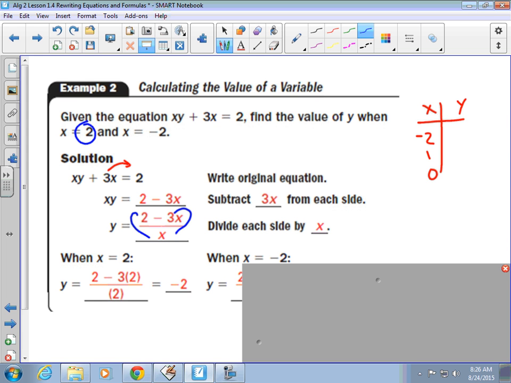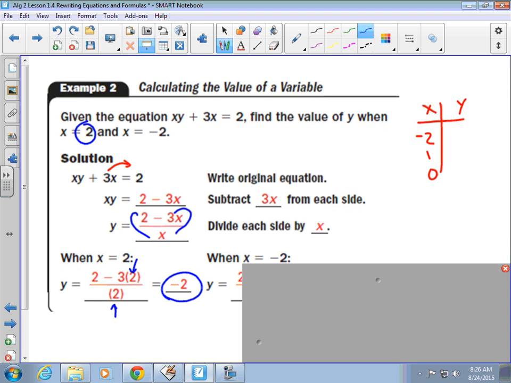X's value equals 2. Notice it's plugged in there, and it's plugged in here. That's just plugging it in place of x. So 2 minus 3 times 2. Negative 3 times 2 is negative 6. 2 minus that is negative 8. And then negative 8 divided by 2 is negative 2. Notice it just kind of jumped through all the arithmetic for you. Not that big of a deal.